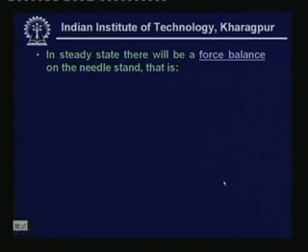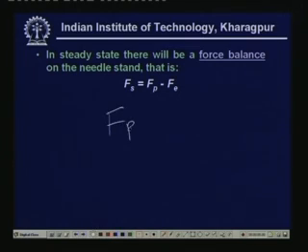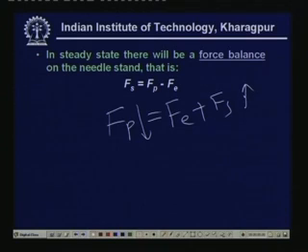Now in steady state there will be a force balance on the needle stand. That means Fs is equal to Fp minus Fe. This is because we have seen that the downward force is equal to Fp. That should be equal to the upward force. This is the force acting in the downward direction. This should be equal to the upward force. Upward force is Fe plus Fs. Okay, so that means Fs is equal to Fp minus Fe.